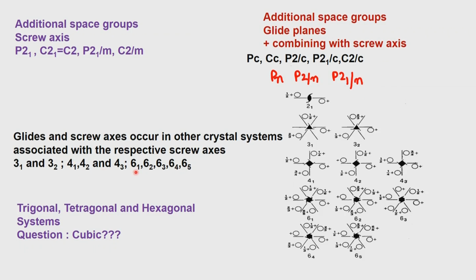So, the presence of glides and screw axis in other crystal systems can occur. We have the trigonal axis, the tetragonal axis, and then the hexagonal axis. These three axes can correspondingly have screw translation symmetry. The screw translations can be 1/3, 2/3 with respect to the 3-fold axis, 1/4, 2/4 and 3/4 with respect to the 4-fold axis, and so on. That means that trigonal, tetragonal and hexagonal systems will also have the presence of glide planes and screw axis.